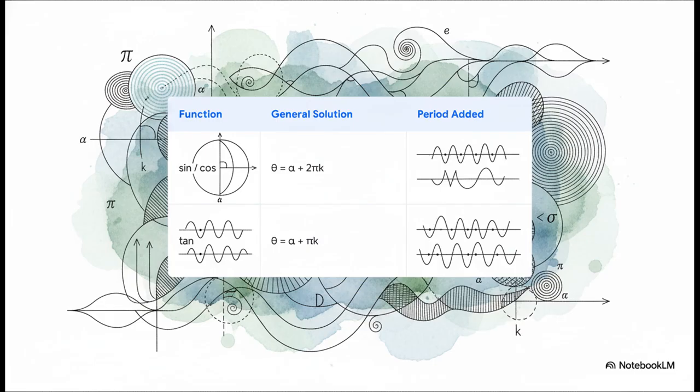Then, for sine and cosine, you just tack on plus 2 pi k. That 2 pi is just the period. For tangent, its period is shorter, it's just pi, so we add plus pi k. That little addition, that's the key that unlocks everything.